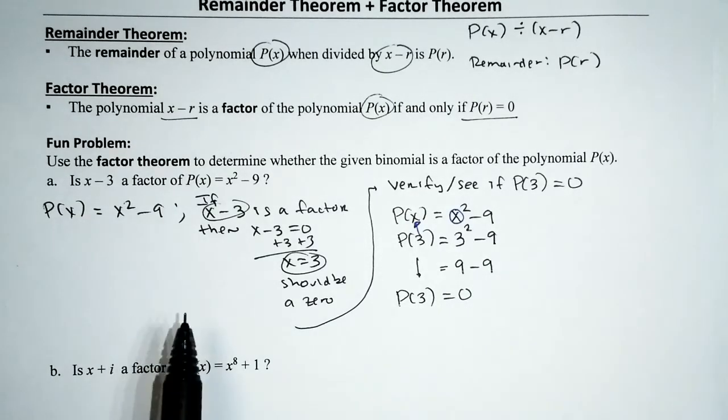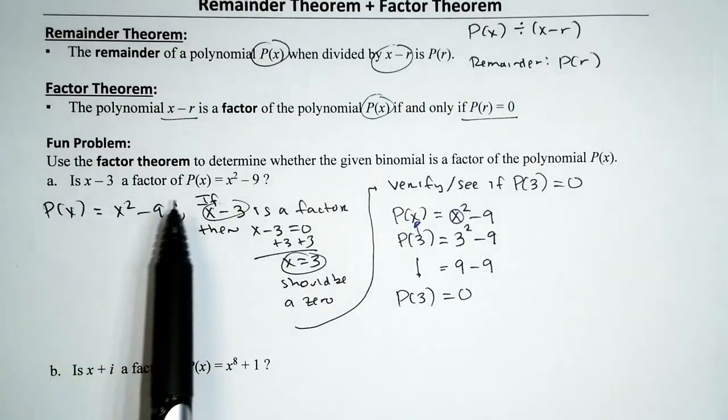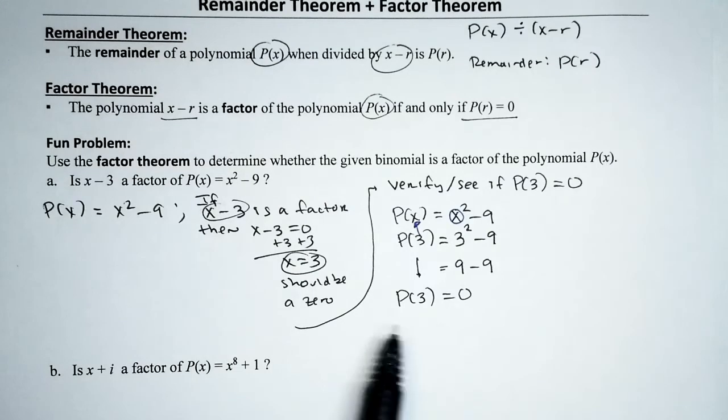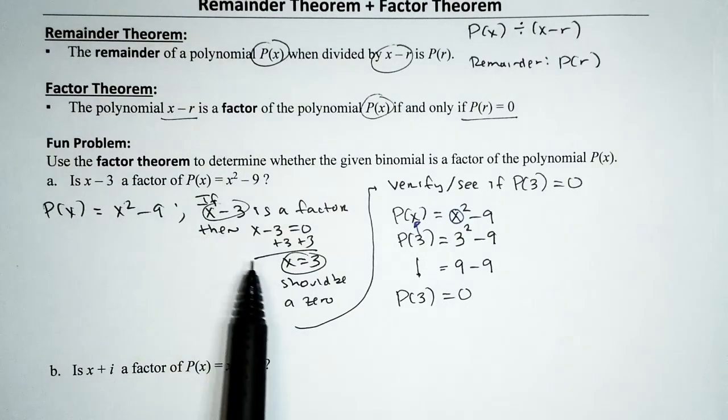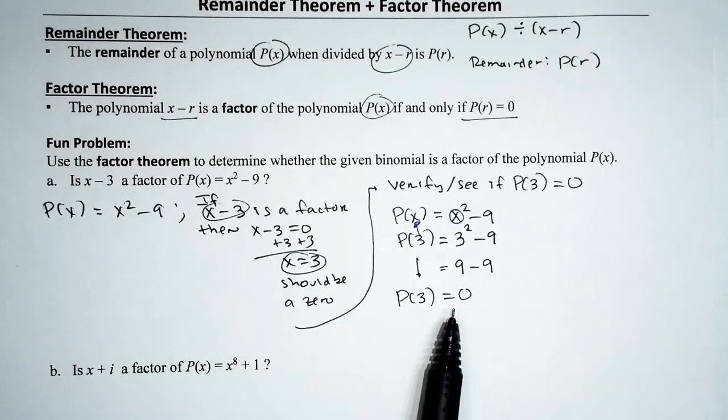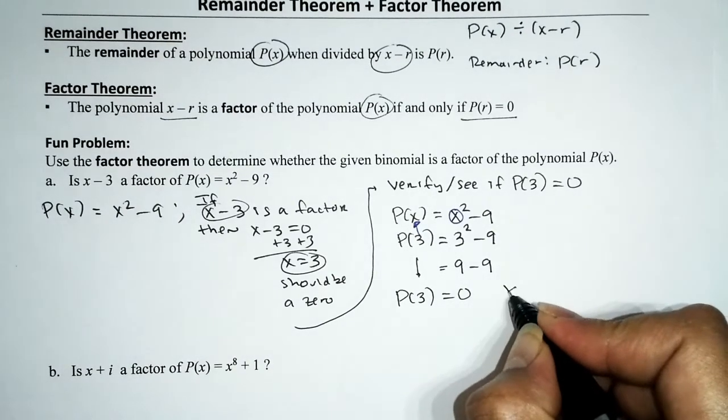So the question was, is x minus 3 a factor of the polynomial? And we had said what has to hold true. If x minus 3 is a factor, then 3 should be a 0. We do the math to see if it really is a 0, and in this case it does. So to answer the question, is it a factor? Yes.